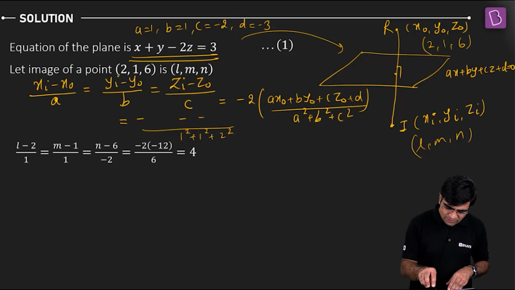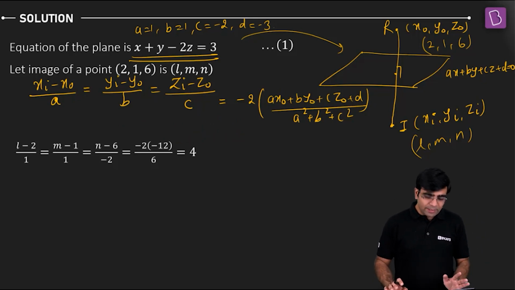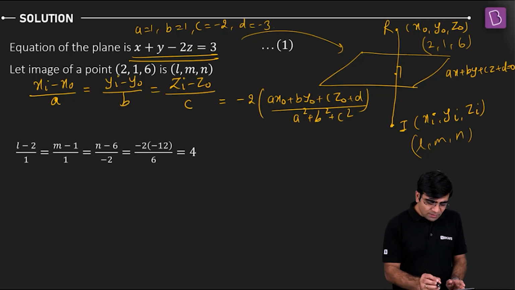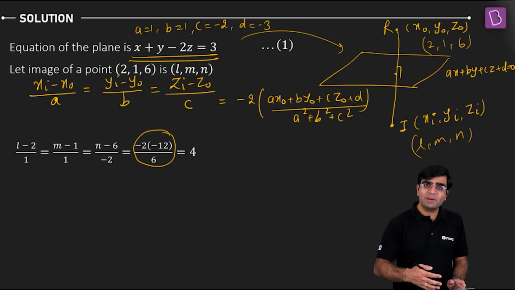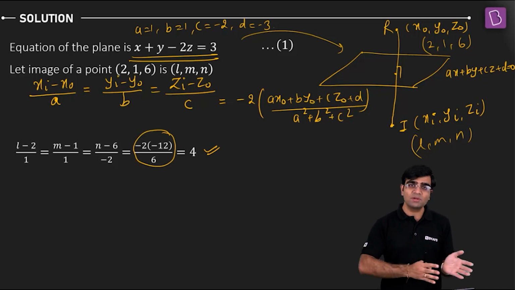So I'm removing this calculation. It's a simple thing. The moment you write it, you will get the answer. Okay, so this is simple. This entire quantity, 24 by 6, is nothing but 4. So I'm immediately reaching here. Now let's take up the individual ratios.